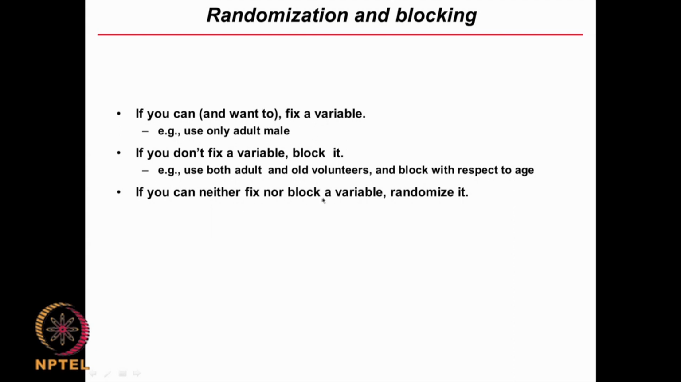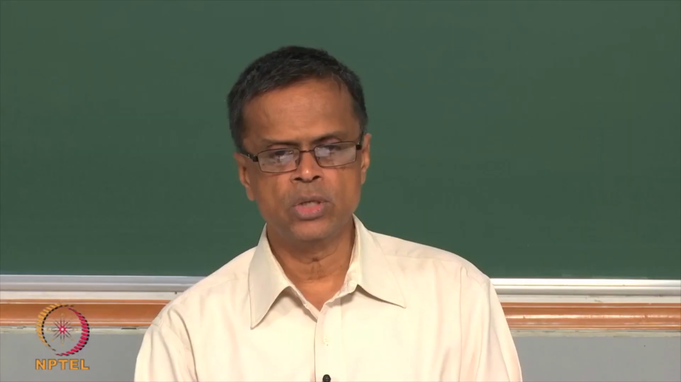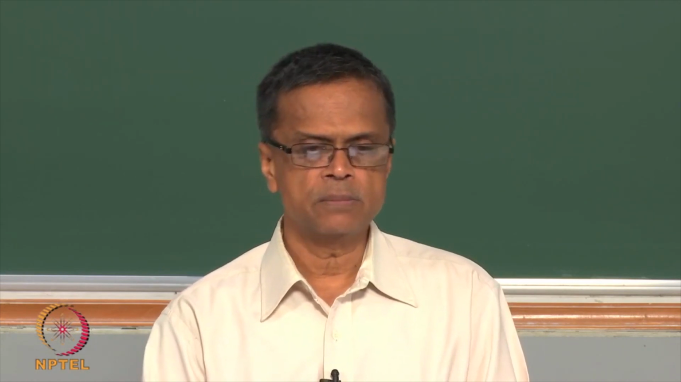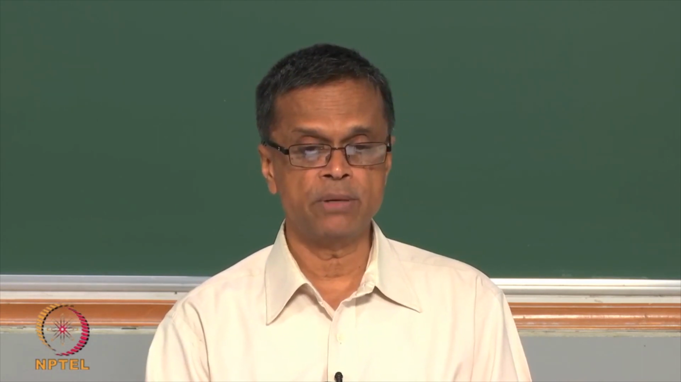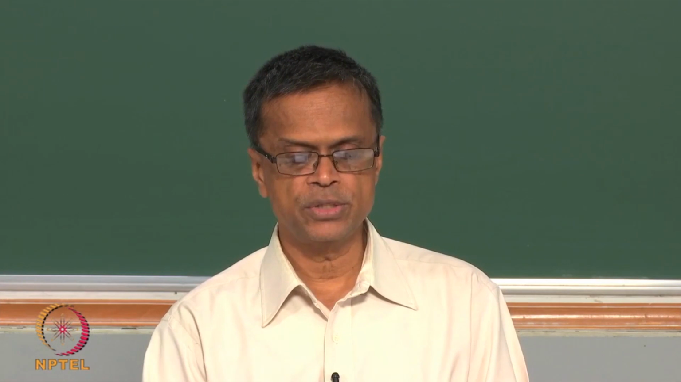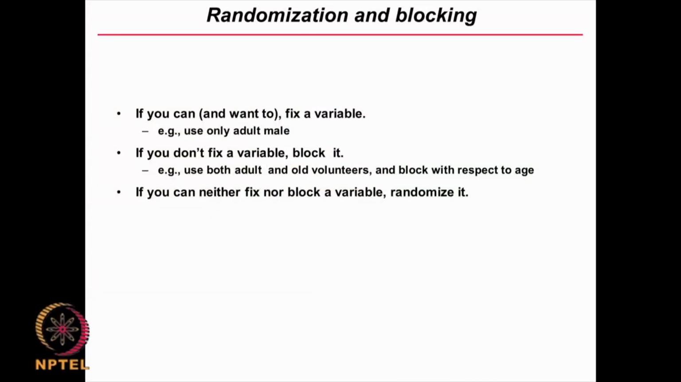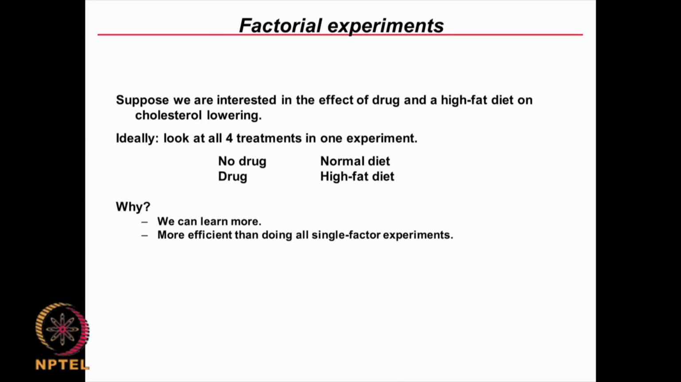If you can neither fix nor block a variable, then better to randomize it, because there could be a situation where you might not be able to get all adult and old people. Suppose you are testing some drugs for certain treatment, some diseases may happen only in a certain type of population, and so on. Then in some cases you randomize it. So, this is how we plan the experiments.